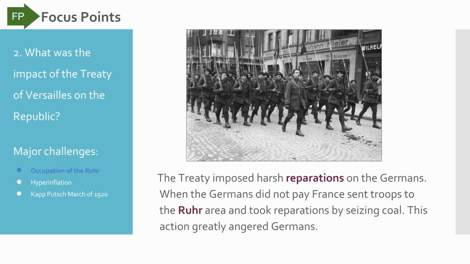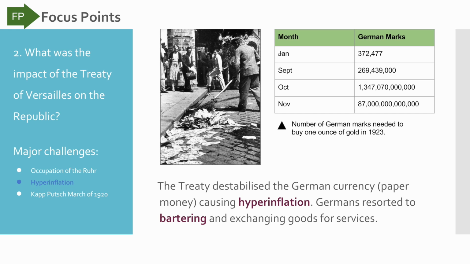The treaty imposed harsh reparations on the Germans. When the Germans did not pay, France sent troops to the rural area and took reparations by seizing coal. This greatly angered Germans. Now, one of the things that we talked about in the big ideas section is how this is related to the economy and how Germany was in a very sad state as far as the economy was concerned. One of the largest issues was hyperinflation.